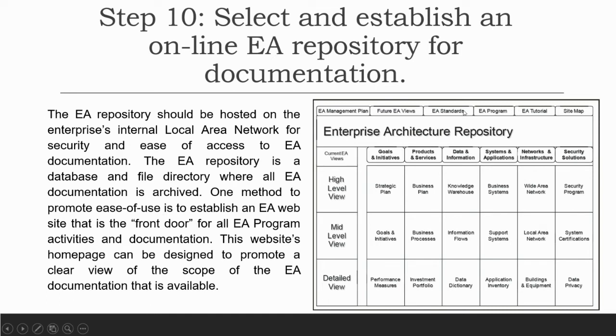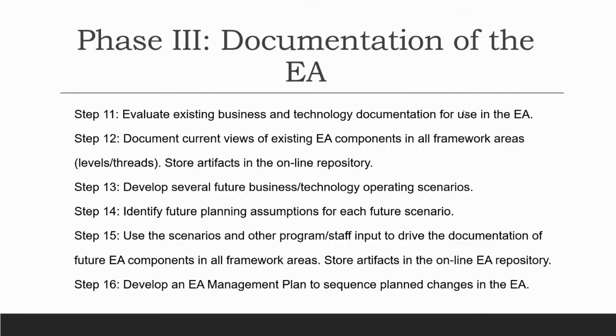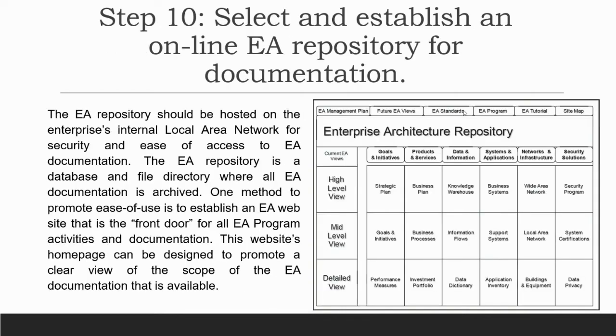The example figure here shows how an EA repository may be built. This example is called Living Enterprise. It is intended to help manage documentation using the EA Cube framework above. Okay, that's the last step under phase two.